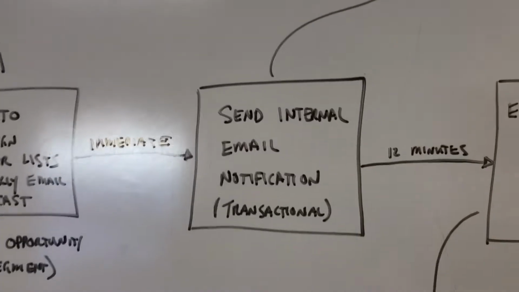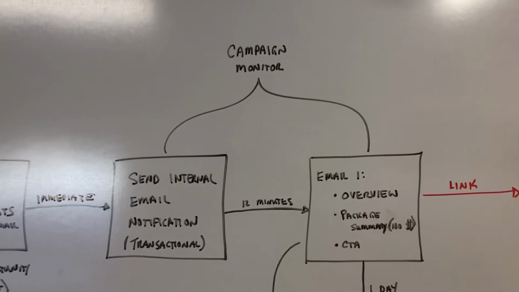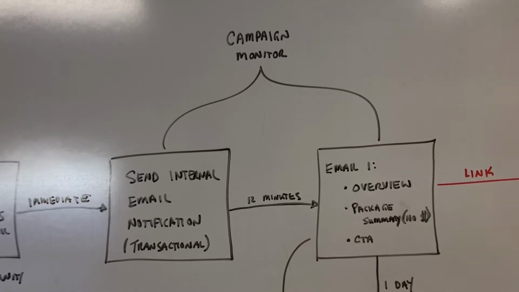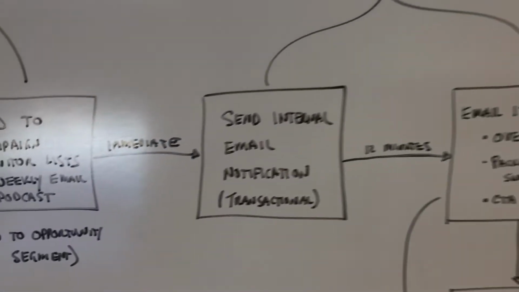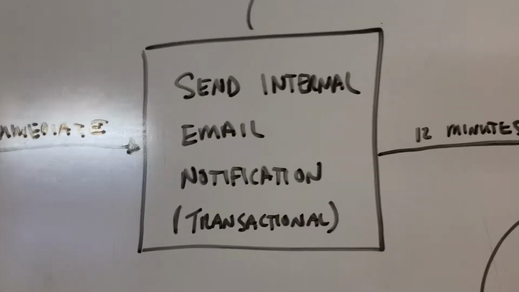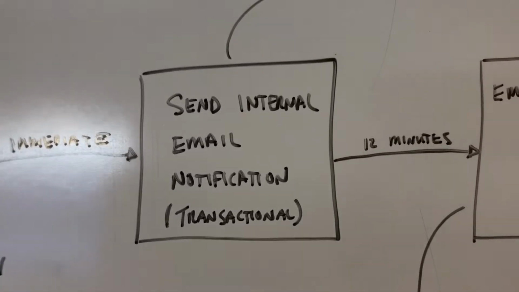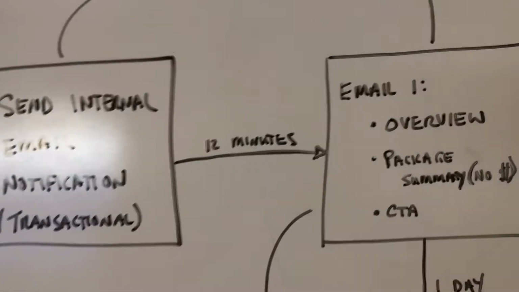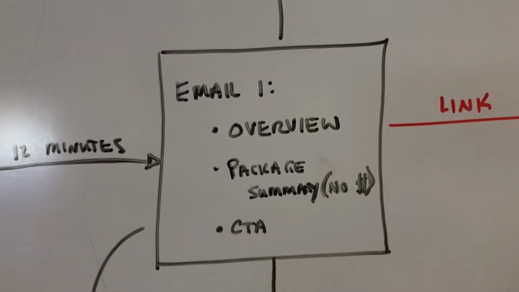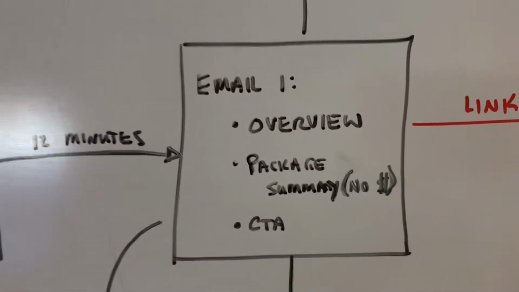Immediately following that, we start taking action in Campaign Monitor. Campaign Monitor is an email system like MailChimp. I find it extremely user-friendly and really powerful, just my favorite email platform, although to be honest, I haven't used another one in quite a long time. Immediately we send an internal email notification that goes to me. That's a transactional email, kind of like a receipt or a password reset, just saying, hey, this new lead came in. Then 12 minutes after that, I'm sending an email to the prospect with an overview of our business, an overview of our packages with no pricing involved, and then a call to action.